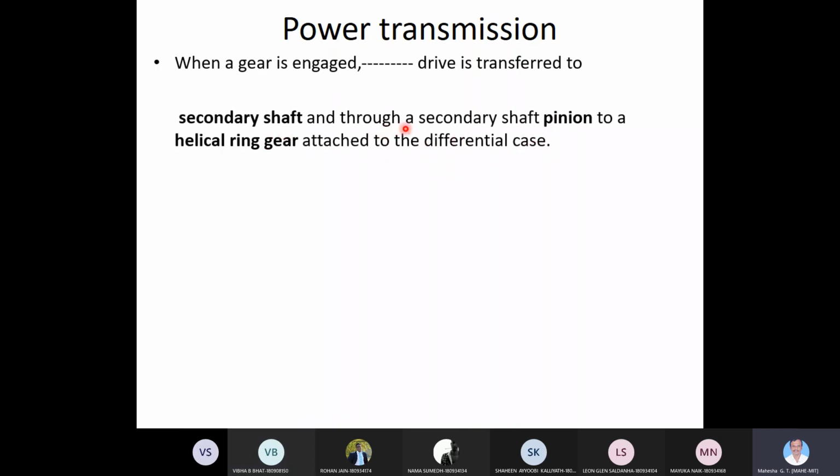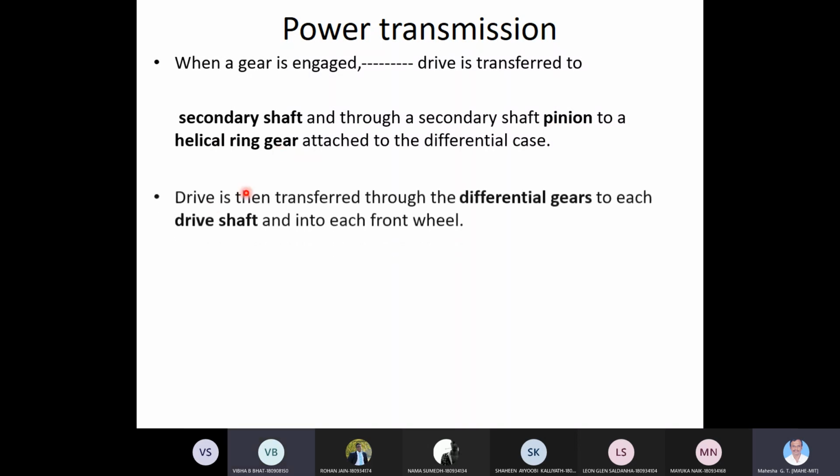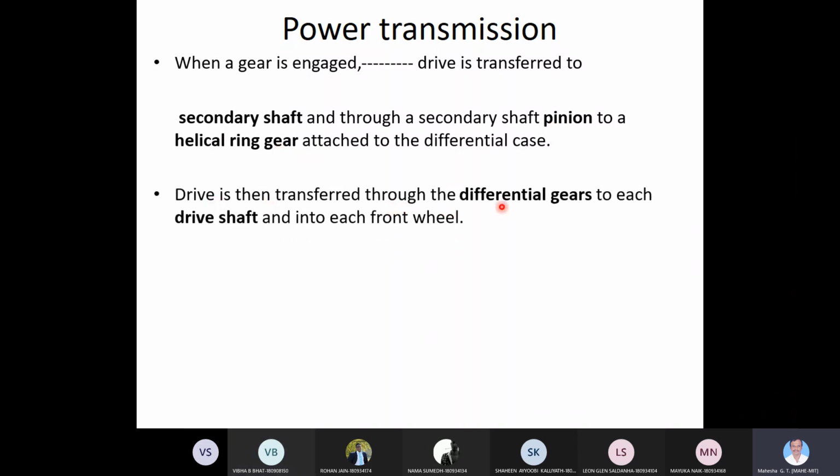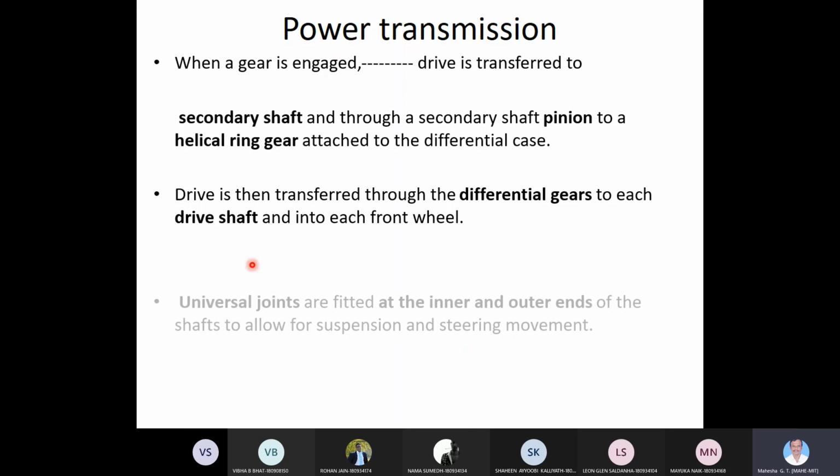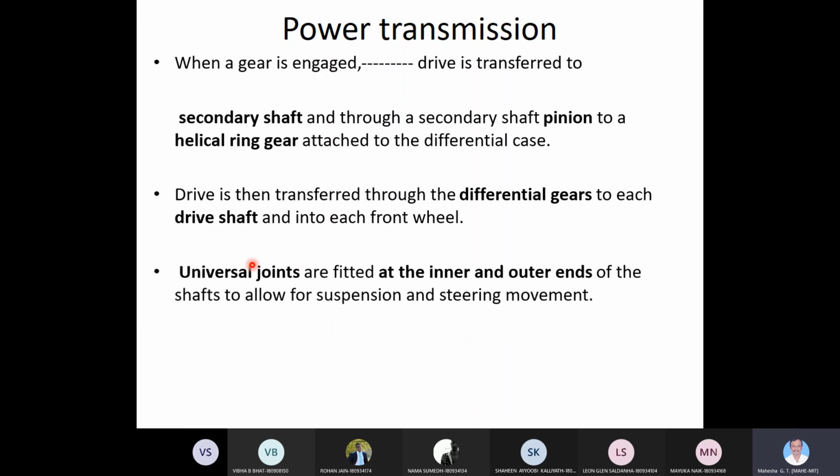Secondary shaft, and through a secondary shaft pinion to a helical ring gear. That's what is shown there in the diagram. Drive is then transferred through the differential gears to each of the half shafts which are leading to the right side and left side, that is wheels. I think if you draw the sketch, you should be able to phrase the sentences on your own.